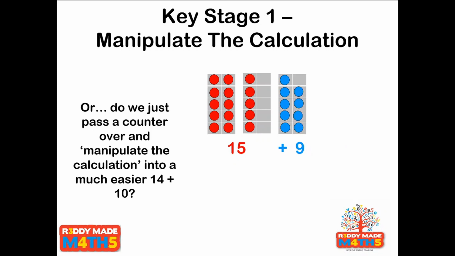But the real power of manipulating the calculation is actually to look at the 15 and 9 and think, wait a minute, that 9 is 1 short of being 10. Well, we'll just pass 1 over then. What we've now got is a manipulated calculation, a much easier calculation than what we started off with. We began with 15 add 9, we've now got 14 add 10, which we can do very easily to get the total 24.